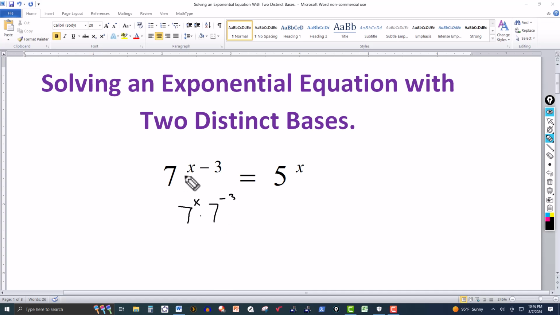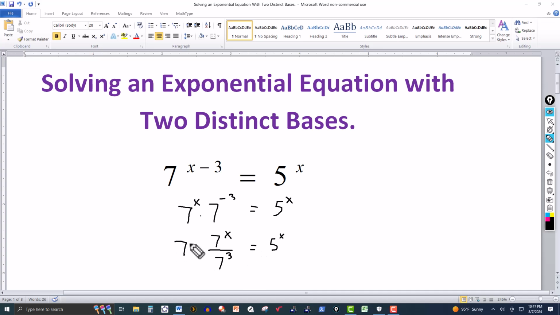So 7 with an exponent of x minus 3 can be written as 7 to the x times 7 to the minus 3. Properties of exponents, put it back together, I would add these and I come up with the same thing I started off with. And then on the left side, still got the 5 to the x. And then I'm going to rewrite this as 7 to the x. Laws of exponents, in this case law of negative exponents. Negative exponent, take it to the bottom, becomes positive exponent like that. 5 to the x.